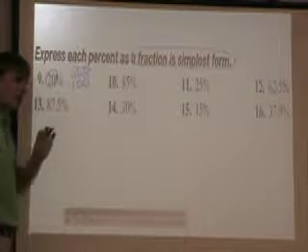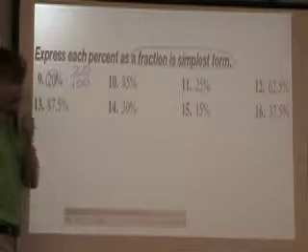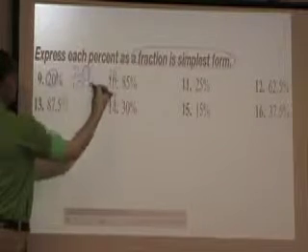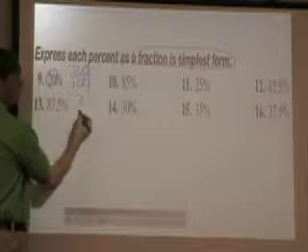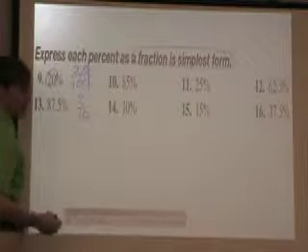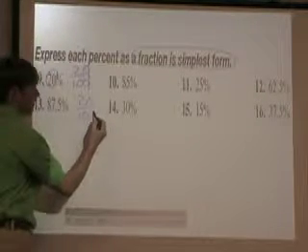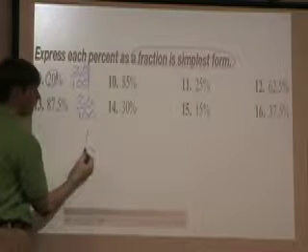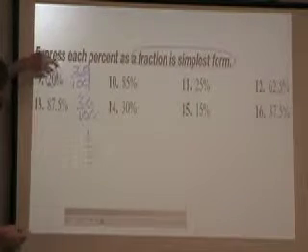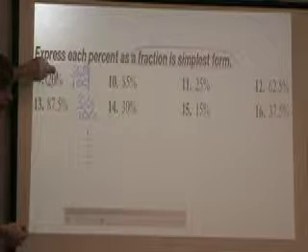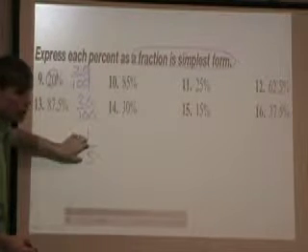Now the next step is to simplify. We know when you have 2 zeros on the end, they can cancel. So you have 2 over 10, and 2 over 10 reduces to what? 1/5. 1 over 5. So I just turned the percentage 20% into a fraction, 1 over 5.